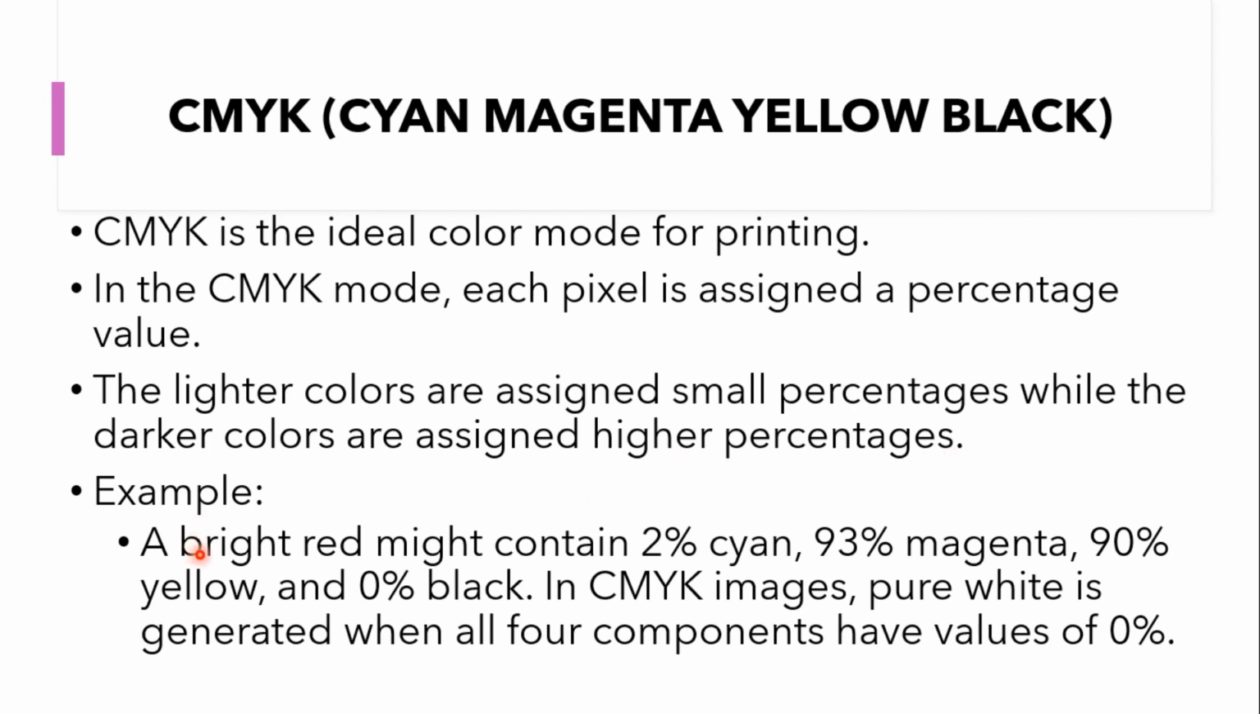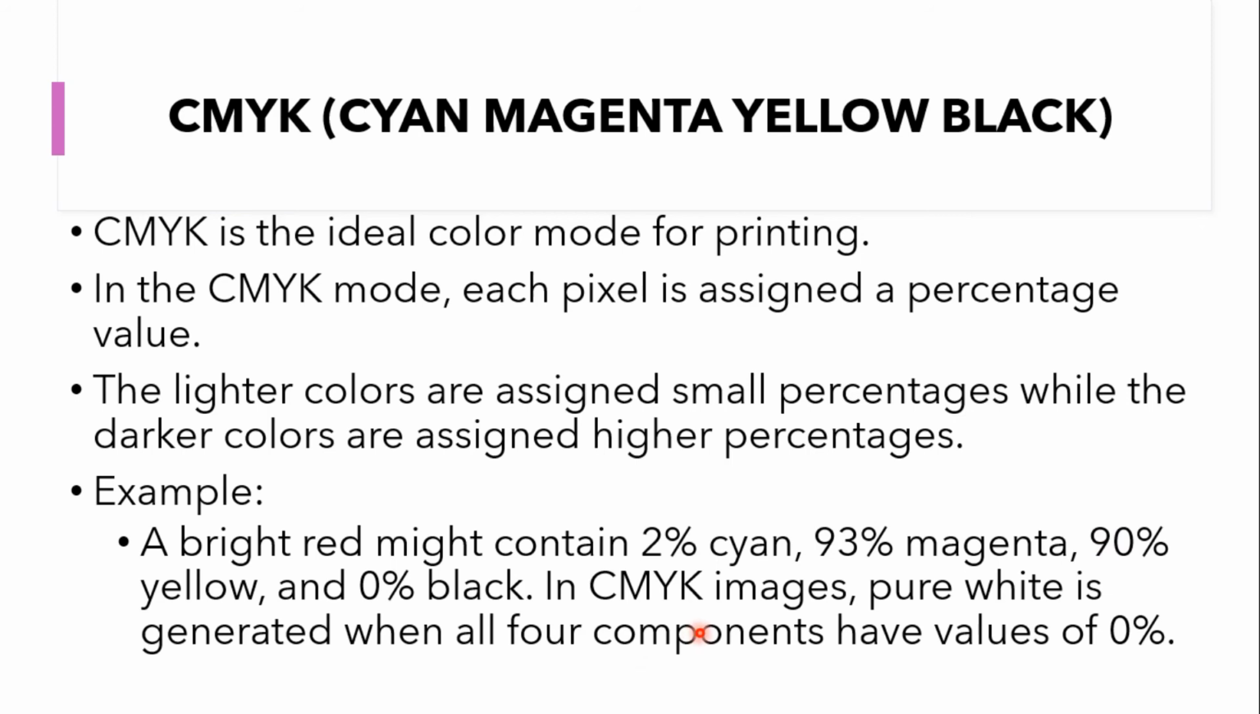For example, a bright red color might contain 2% cyan, 93% magenta, 90% yellow, and 0% black. When cyan, magenta, yellow, and black produce percentages for each channel, they end up producing a color that's ideal for printing.